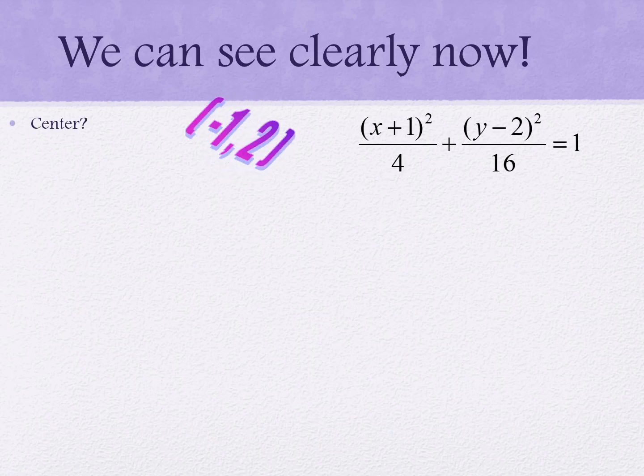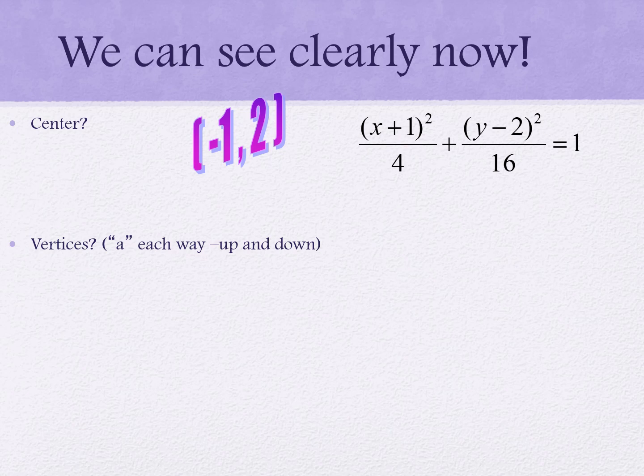So there it is, the center, negative 1, 2. Vertices, which way are they going? Well, they're going 4 up and 4 down from negative 1, 2. So I'm going to think of it like adding, I'm going to add a 4 to this 2. And I'm going to subtract a 4 from that 2 to get my new vertices. So 2 plus 4 gave me the 6, and 2 minus 4 gave me the negative 2.